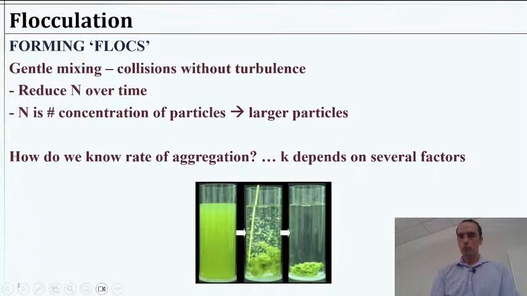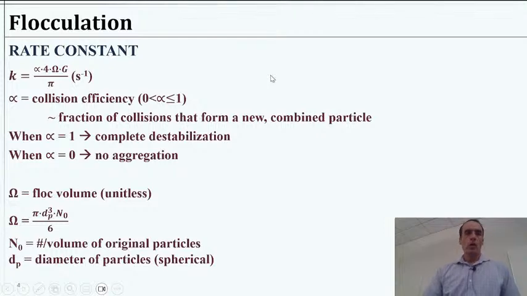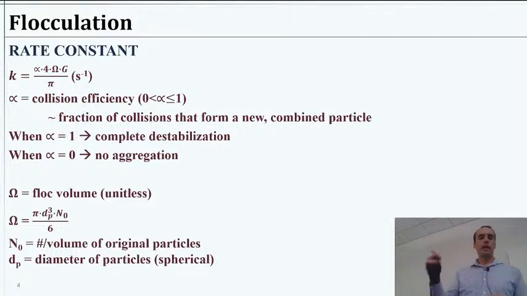Already covered this one. Okay, so what else is important? Well, this k will be a combination of that mixing intensity, and then we have this collision efficiency, alpha, I guess that's a lowercase alpha.